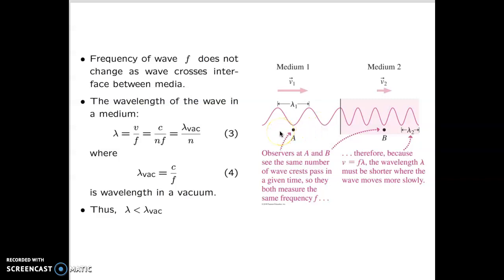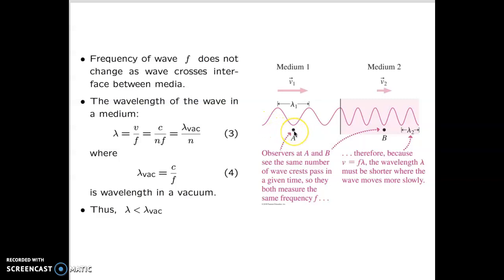Okay, so the important thing to note is the frequency of the wave in medium 1 and the frequency of the wave in medium 2 are equal. Okay, the frequency does not change. The speed changes, and it turns out the wavelength changes, but not the frequency. Okay, so how do you think of the frequency?